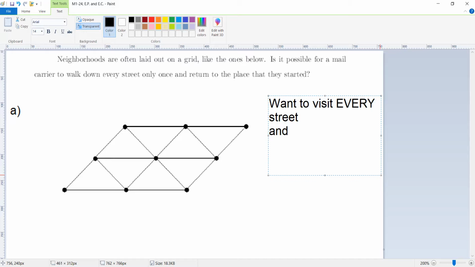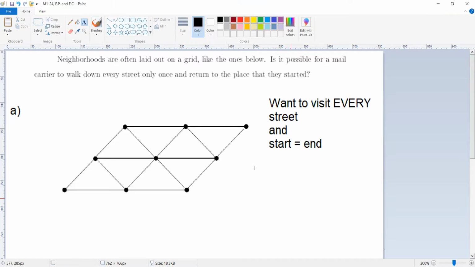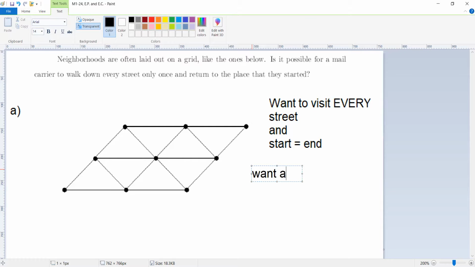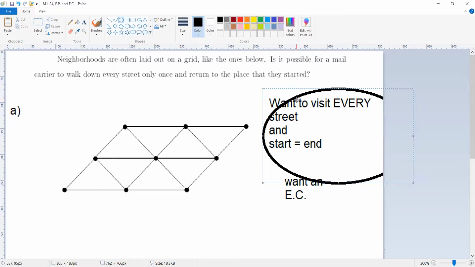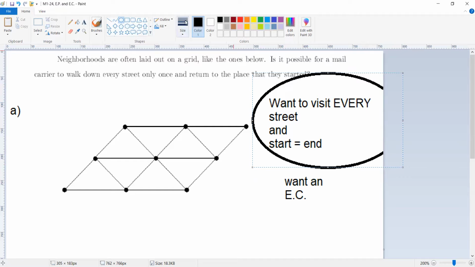We visit every street, and we want to go down each street one time, and we want to start where we end. So we're looking for an Euler circuit. These are just scratch work ideas on the side, but we have to actually check the degree of the vertices of the graph.